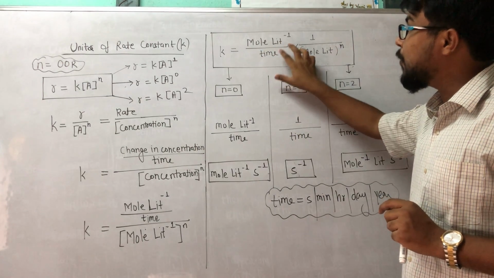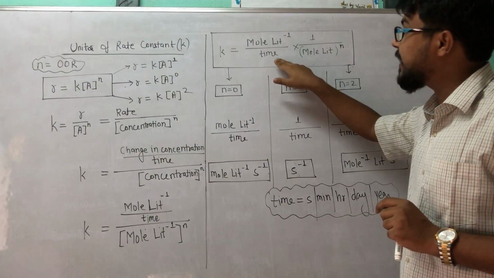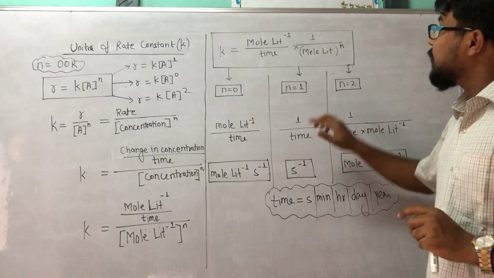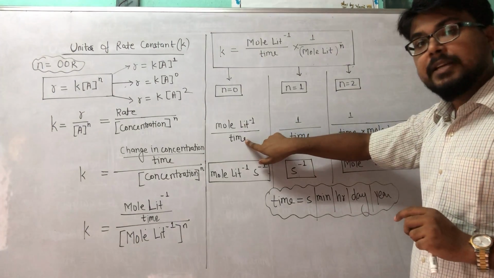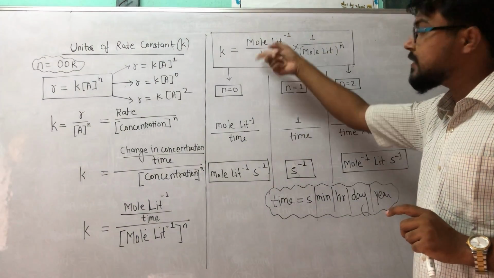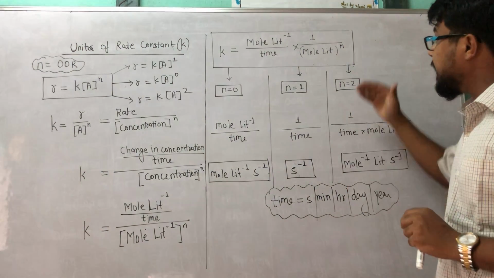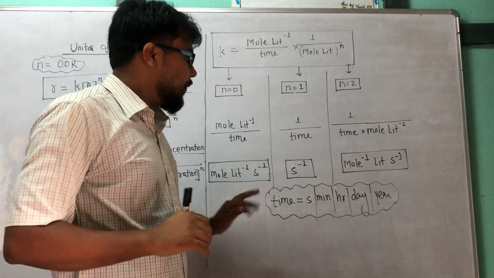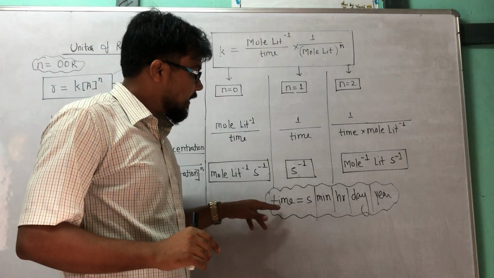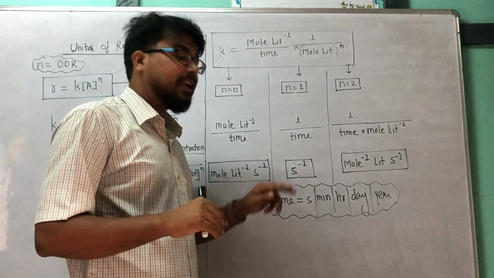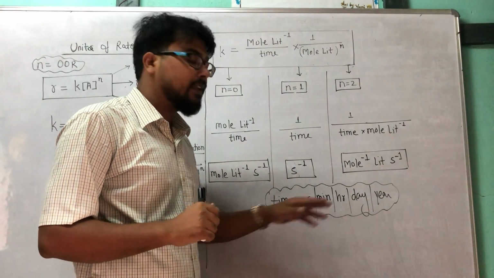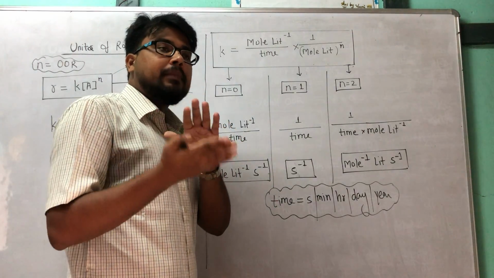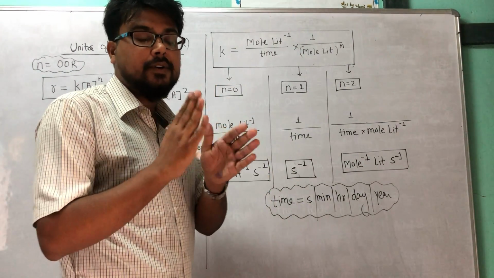So k = (mol L^-1 / time) / (mol L^-1)^n. Suppose the order is 0; if I put 0 here, the value comes like this. If n equals 1, this term cancels, so it is 1 upon time, and if n equals 2, this term will be like this. For time you can consider second, minute, hour, day, year, or decade, as per the examiner's wish on how he asks.